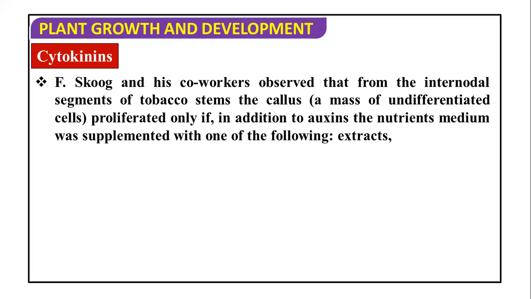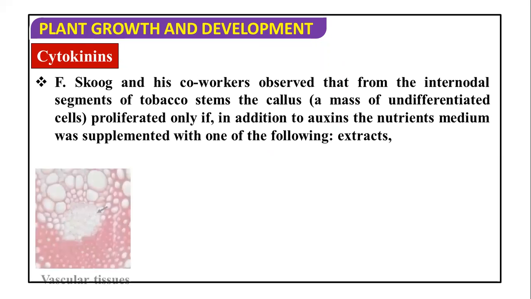And what F. Skoog did, that we have to understand here. It is known that F. Skoog and his co-workers observed that if we take a tobacco stem and take an internode segment, the callus, that is an undifferentiated mass of cells, proliferates from this internode segment if, in addition to auxin, the nutrient medium was supplemented with one of the following extracts. Means along with auxin, if some new supplement extracts are added, then this tobacco callus is going to proliferate.